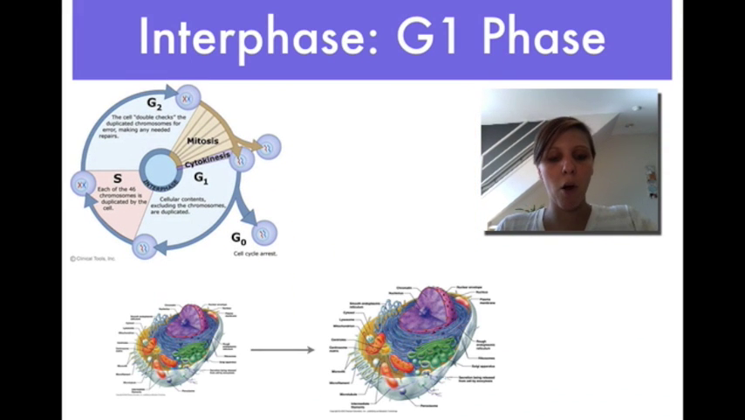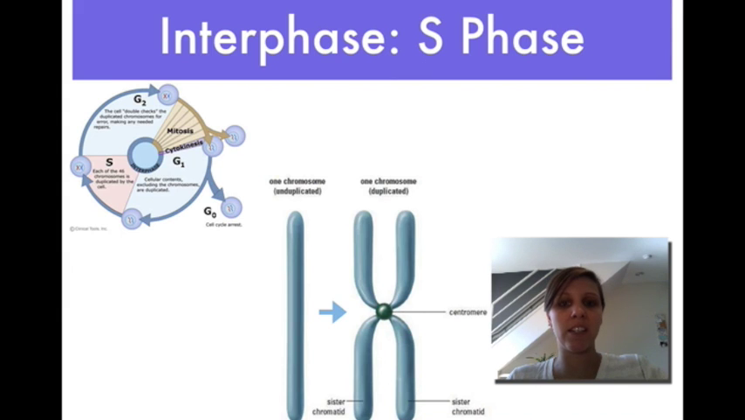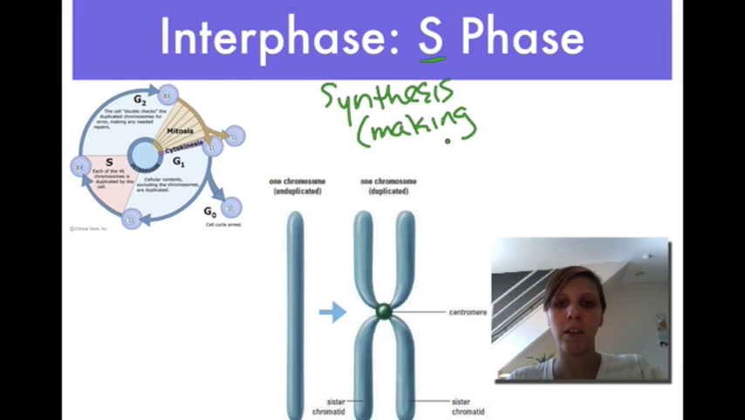So the first part of the cell cycle, as I mentioned before, is interphase, the cell living its life. G1 is the first phase of interphase, and really all that's going on there is growth. Growth of the cell, making new organelles, and doing its job. The next part of interphase is the S phase, and S stands for synthesis. And synthesis is just making DNA.